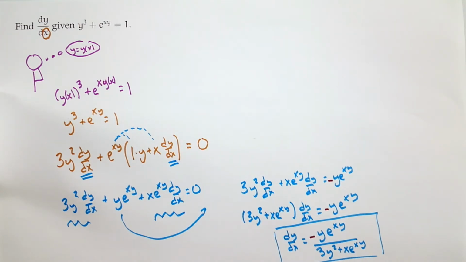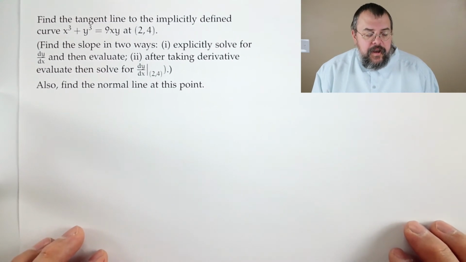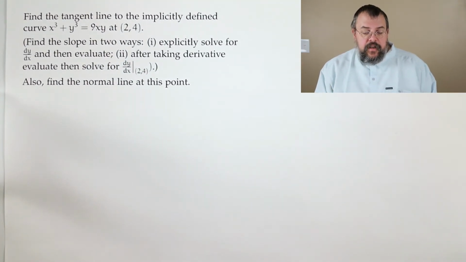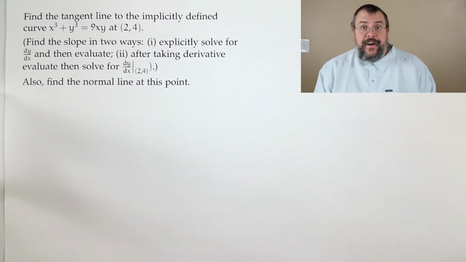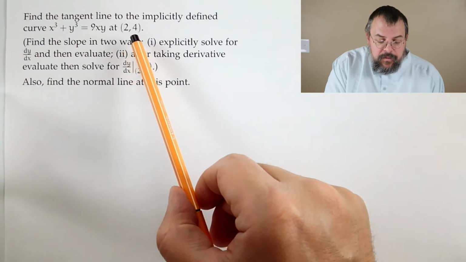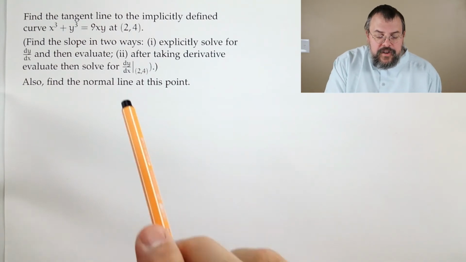Keep going. Well, let's try another problem. Okay. Now, find the tangent line to the implicitly defined curve x cubed plus y cubed equals 9xy at (2, 4). We should be a little bit careful here and actually ask the question, is the point (2, 4) on the curve? Now, if they ask you to do it, it should be on the curve, but you should always check.